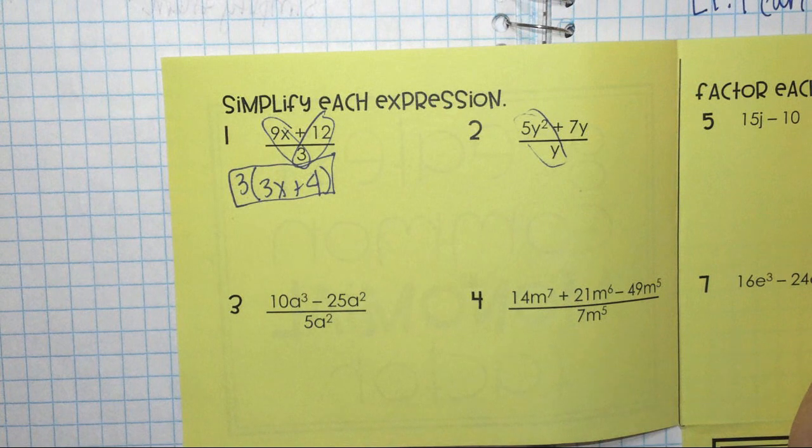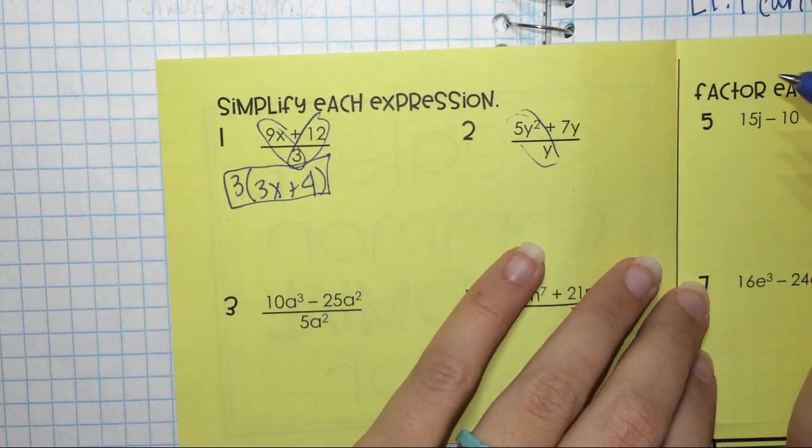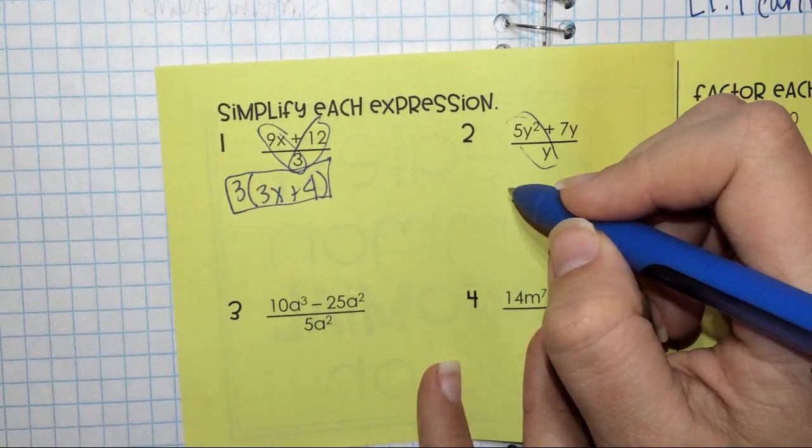Alright, so what's 5y squared divided by y? When you divide like bases, what do you do to the exponents? You subtract. So what's 2 minus 1? So what would be left over?